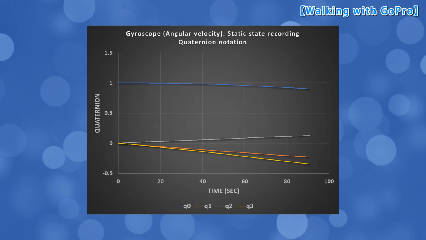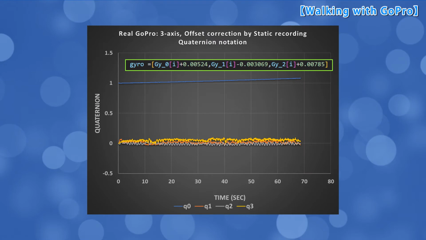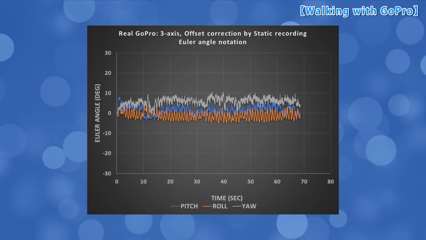This is the quaternion during static state recording. This shows Euler notation during static state recording. On the Python code, 3 offset values are manually input, and then calculated. This shows quaternion notation. This shows Euler angle notation. In this method, it is assumed that the offset drift is negligible during recording against your allowed accuracy. It is well known that the gyroscope offset value changes with temperature and time. So static state recording should be done right after or right before the actual recording.